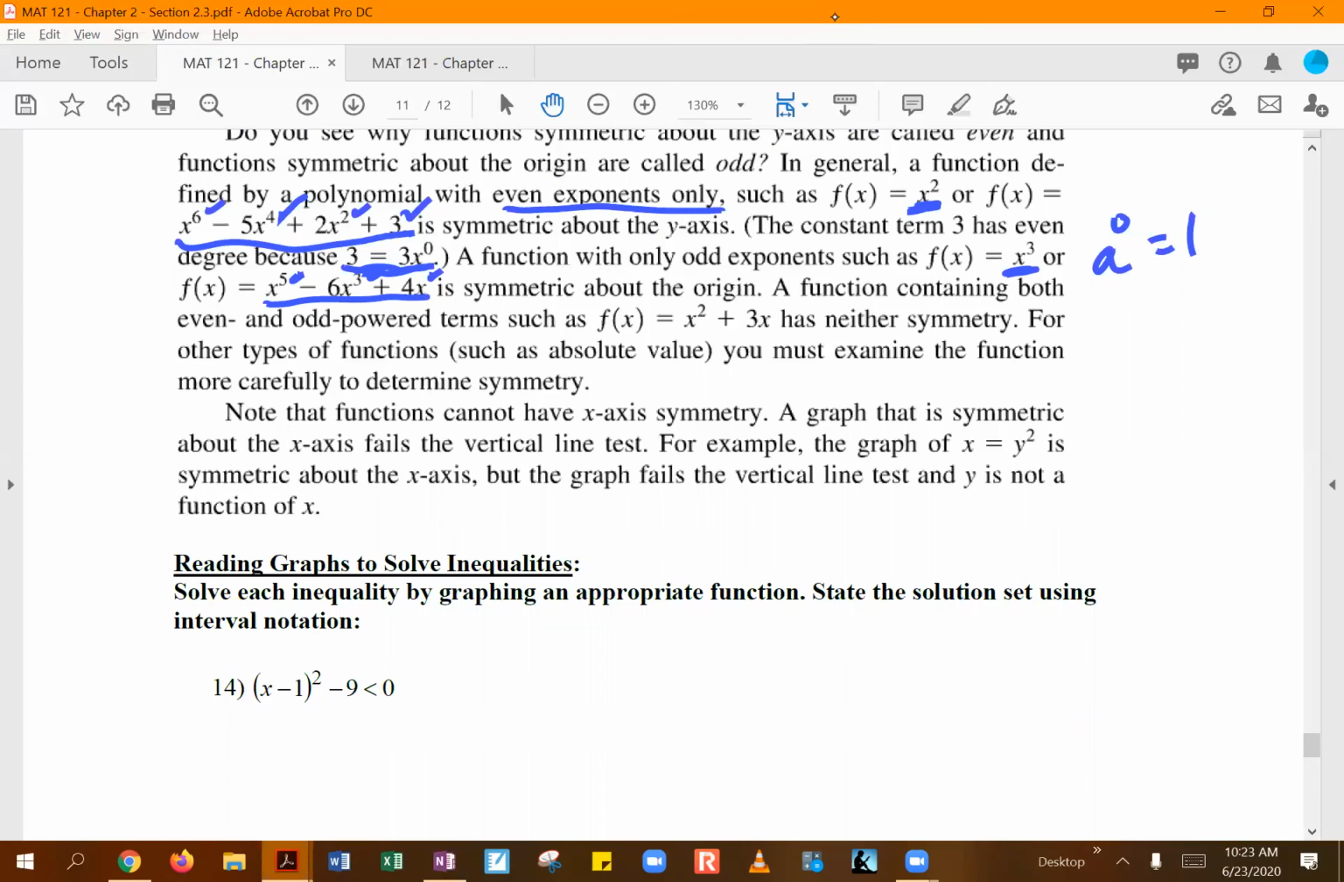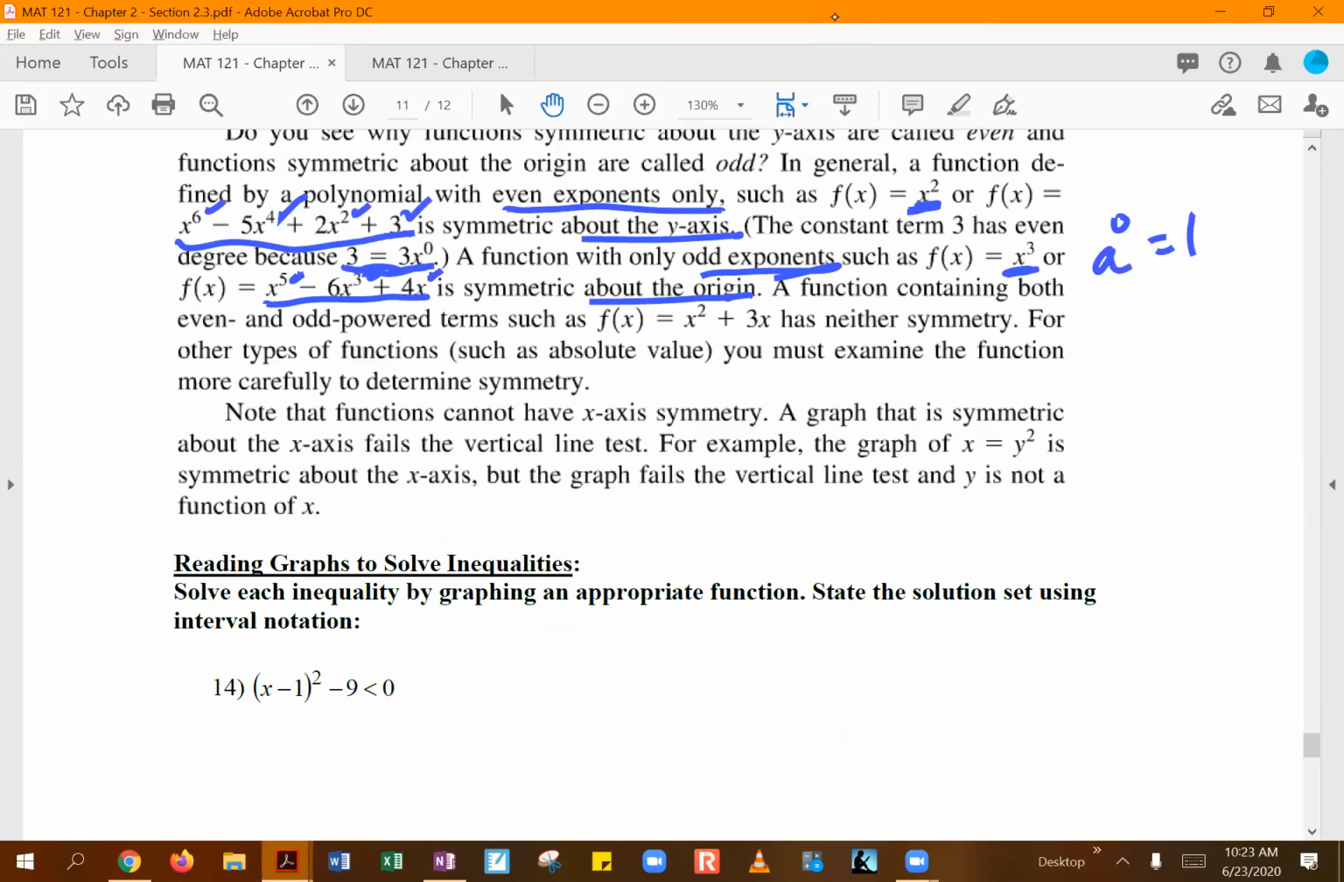So as long as all the x exponents are odd exponents, you can say these are all odd functions, which means, of course, their symmetry is going to be about the origin. For even functions, the symmetry is going to be about the y-axis. So that can also help you out.